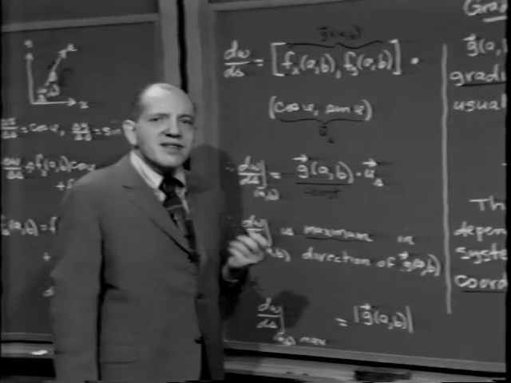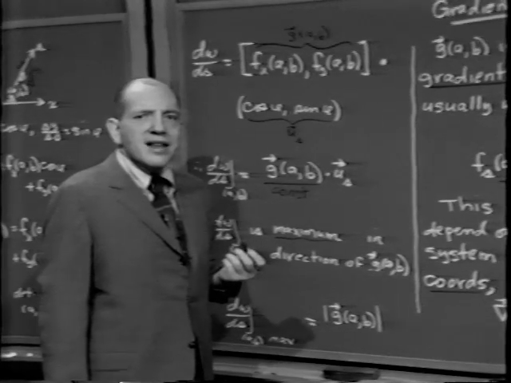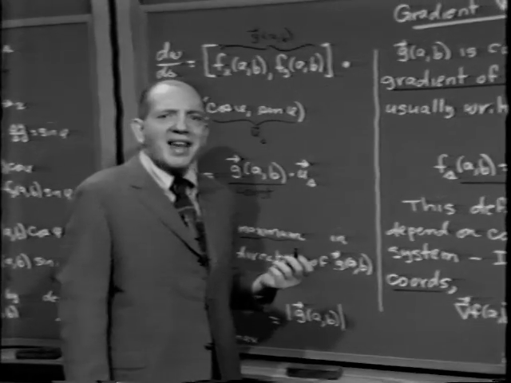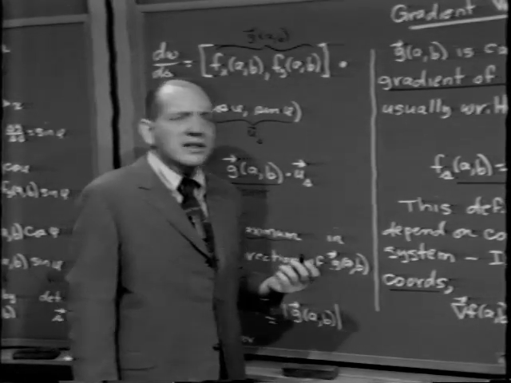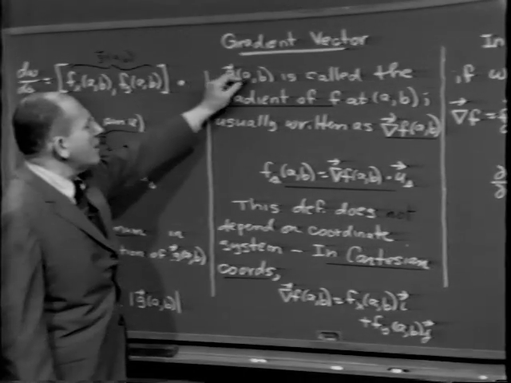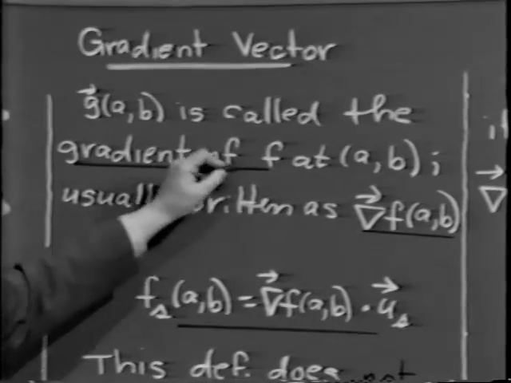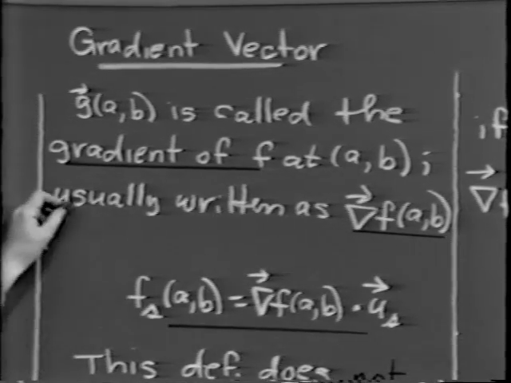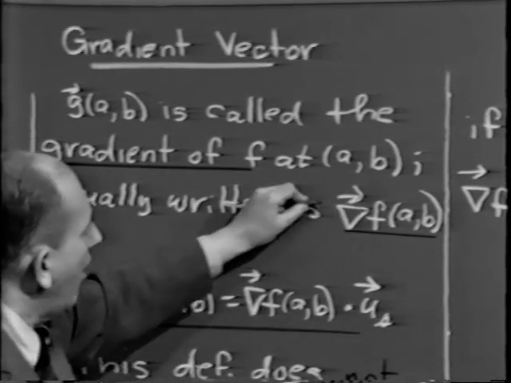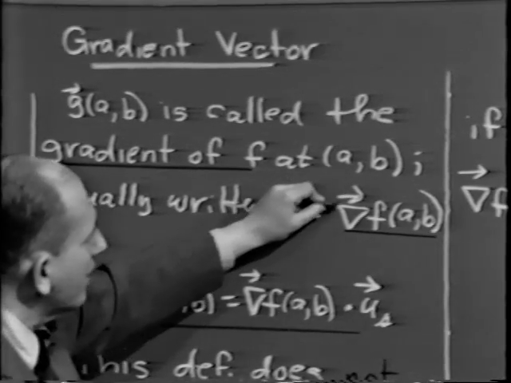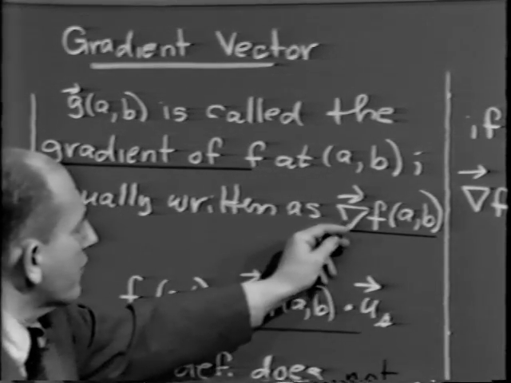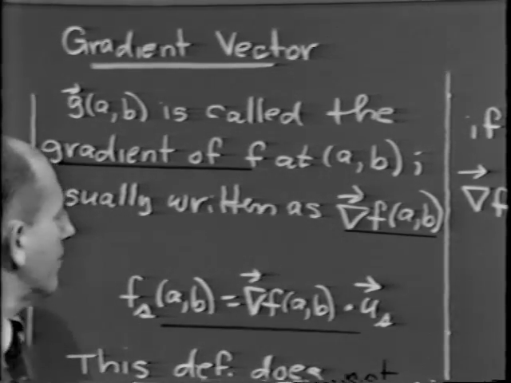For that reason, g of (a, b) is given a very important name, and I decided to hold off on the name until as late as possible so that the name wouldn't frighten you. But the name is the gradient vector. In other words, the vector g of (a, b) is called the gradient of f at (a, b), and it's usually written in this notation, an upside-down delta. It's called del, usually with an arrow over it, or in boldface print in a text. And it's written this way, and it's read: the gradient of f evaluated at (a, b).